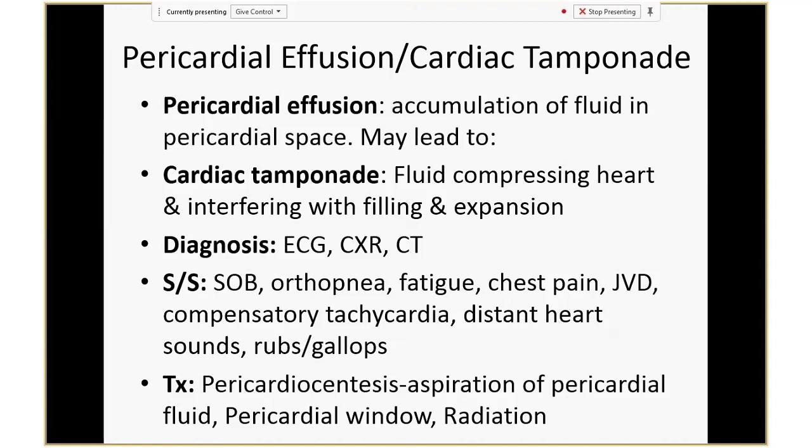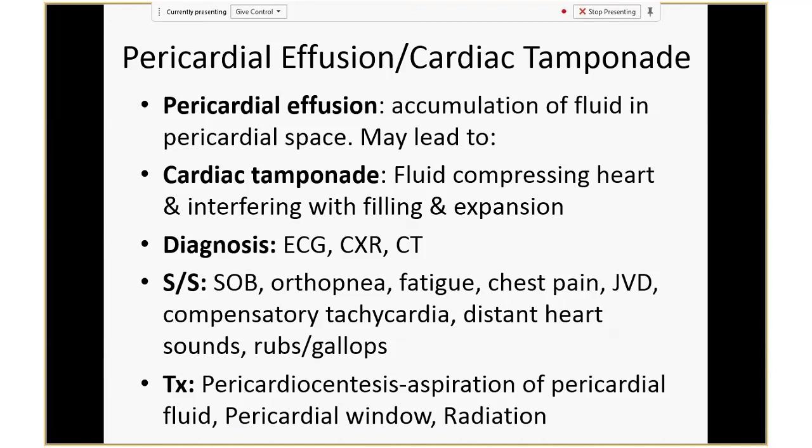Sometimes they can see ST elevation, a chest X-ray, and also a CT scan. So if you see this and the doctor knows it, they're probably going to do an emergent pericardiocentesis. This is when they put that huge needle into the pericardial sac and aspirate the pericardial fluid. Okay. They also could do radiation after this to prevent it from reoccurring.